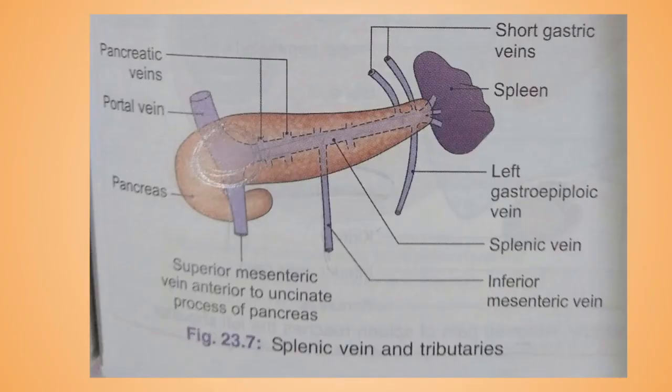Now next thing is about the venous drainage of the spleen. The splenic vein is formed at the hilum of the spleen. It runs a short course behind the pancreas and it joins the superior mesenteric vein behind the neck of the pancreas to form the portal vein. Its tributaries are basically short gastric vein, left gastroepiploic vein, pancreatic vein and the inferior mesenteric vein.